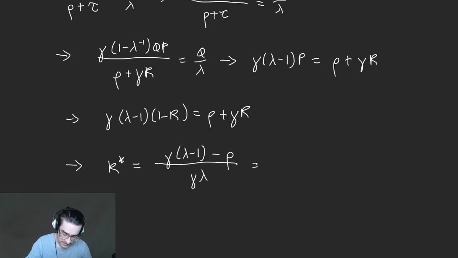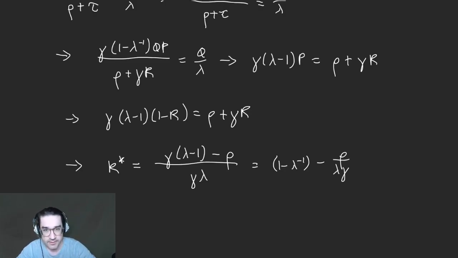You can write this ten different ways. If you divide through, you can write it as something that looks like the profit share, minus basically rho over lambda gamma. So the research is some function of that lambda profit share, minus something involving a discount rate.